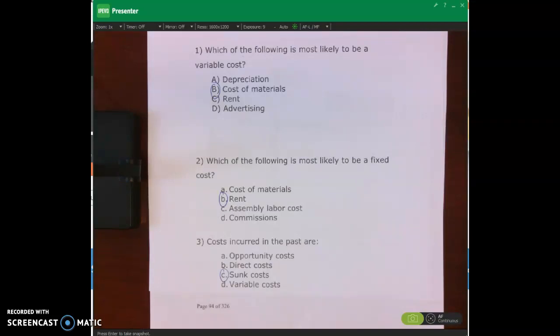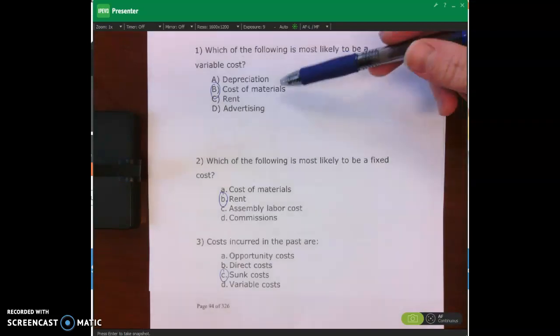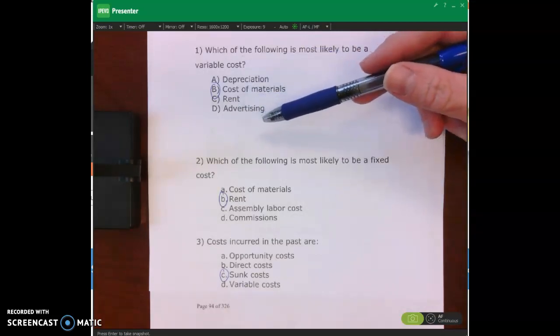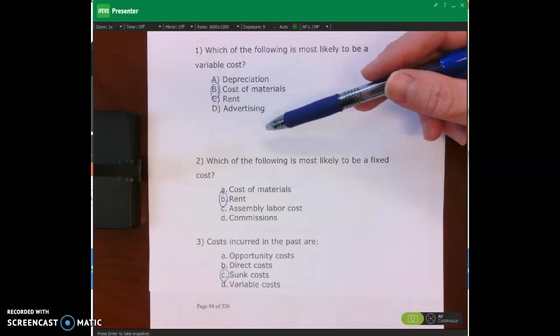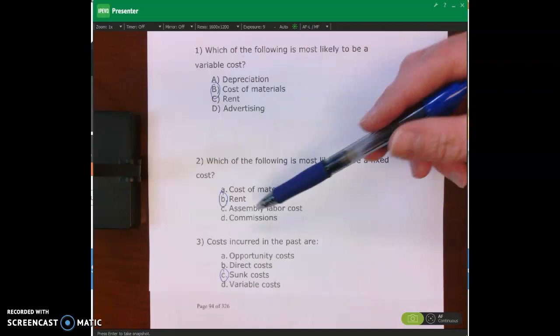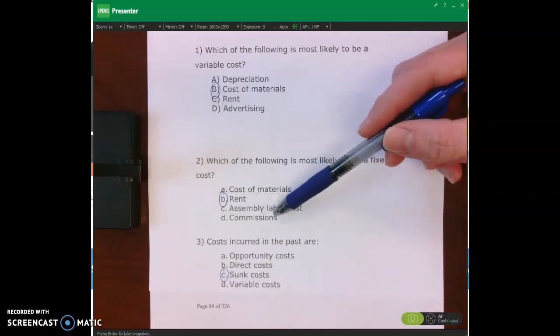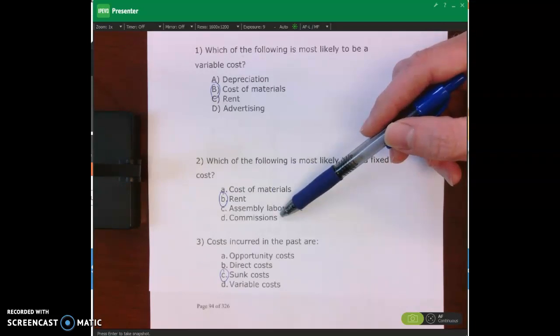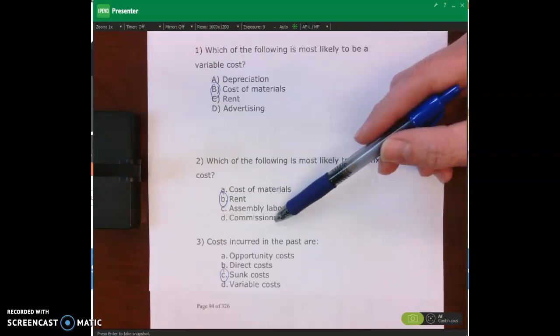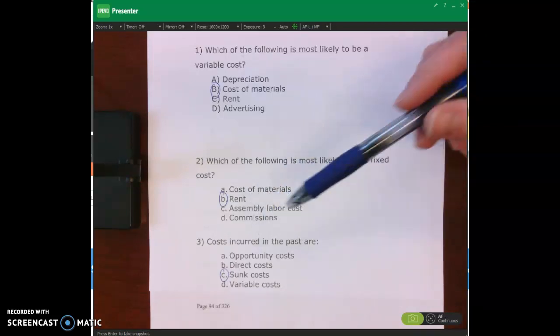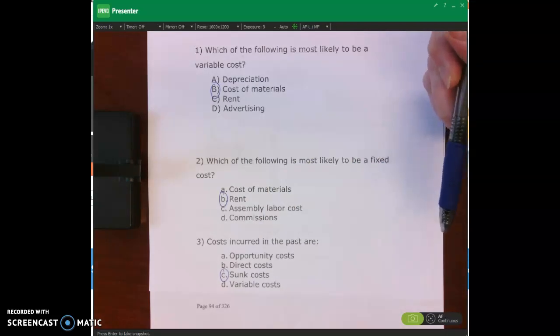Looking at the first one, which of the following is most likely to be a variable cost? Cost of materials, depreciation, rent, advertising. We defined those others as examples of fixed costs. Which of the following is most likely to be a fixed cost? Rent. Labor costs, as we talked about with waiters and waitresses, and also in this context, assembly line labor, which would also be called direct labor. Cost of materials and commissions are variable costs. Rent is fixed. And then our final question: costs incurred in the past that should not be relevant to future decisions are called sunk costs.